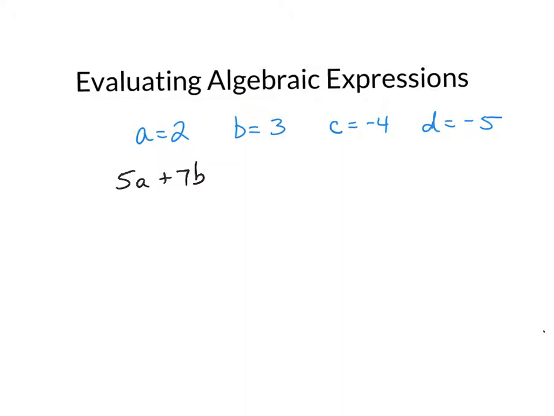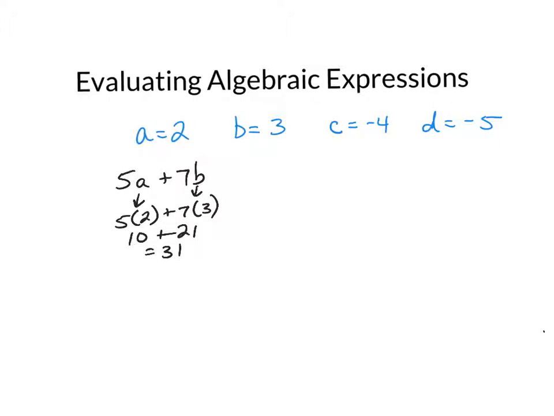In order to do that, all you're going to do is put in 2 for the a, which means 5 times 2. I'm going to put in a 3 for the b, which means 7 times 3. And then we're just going to evaluate that. 5 times 2 gives me 10. 7 times 3 gives me 21. So my final answer for this is equal to 31.